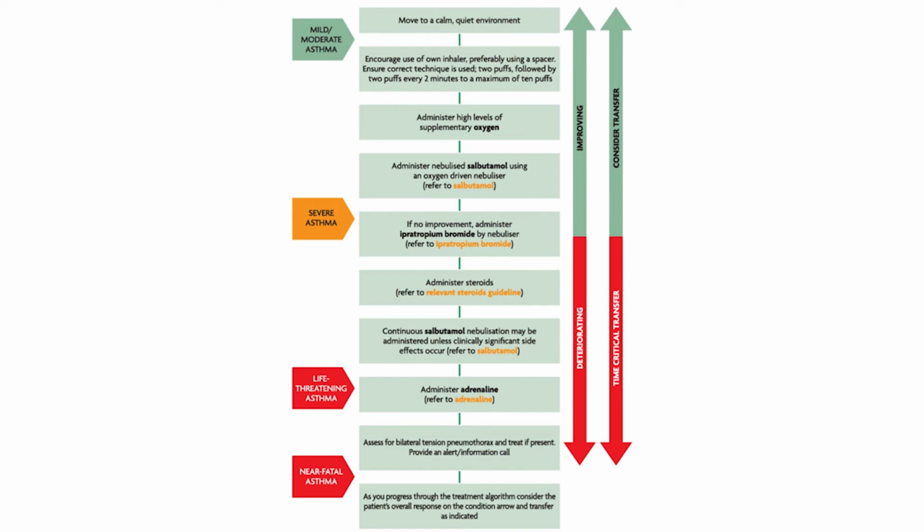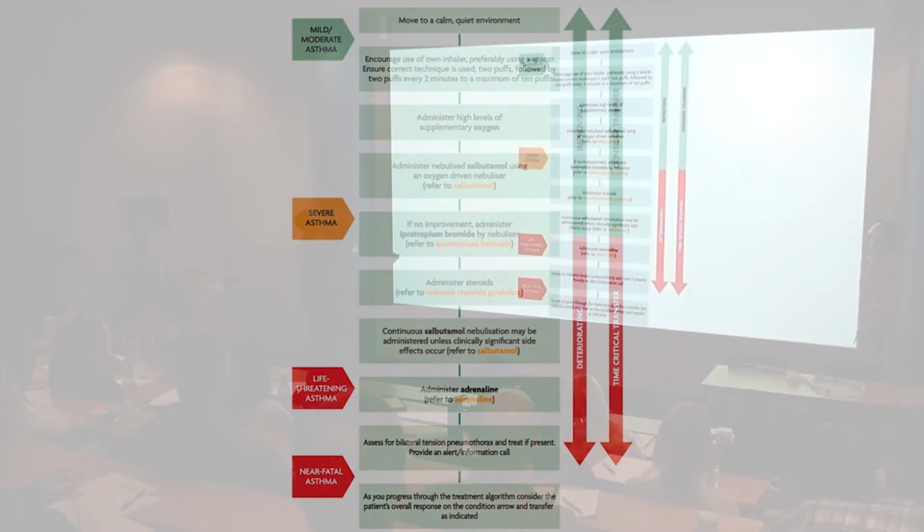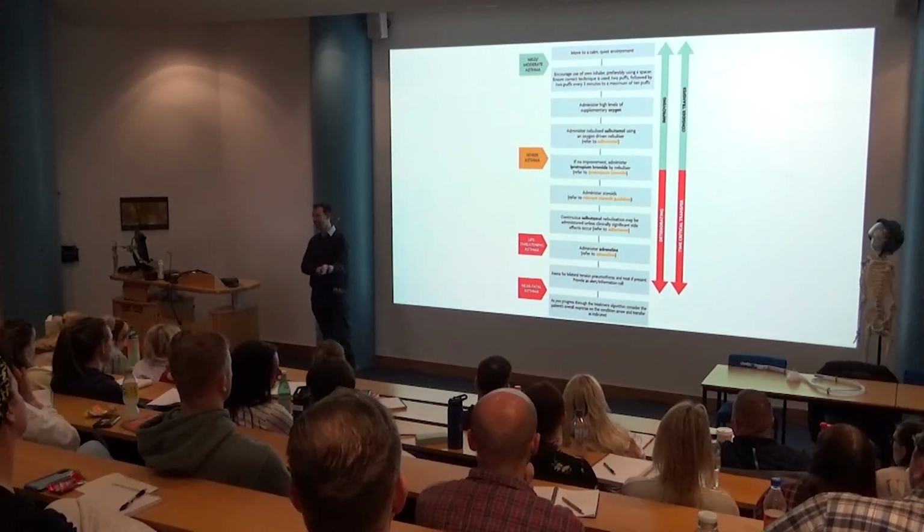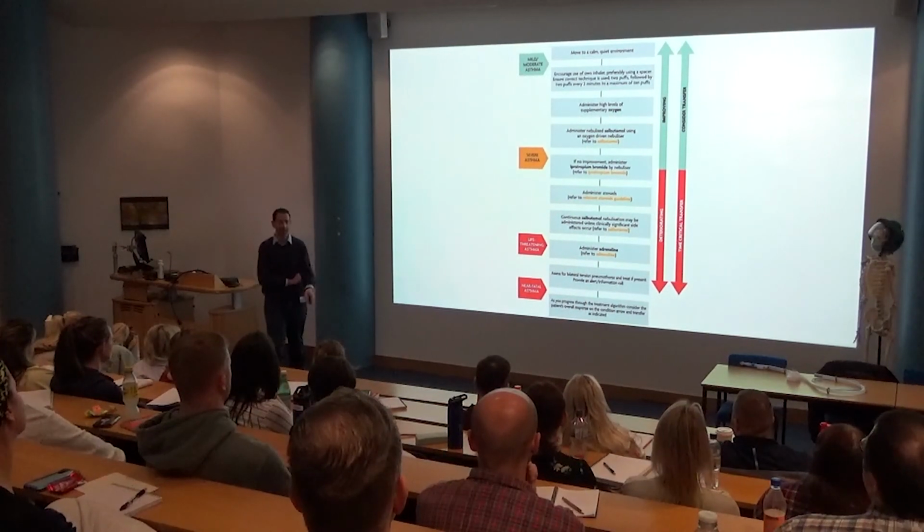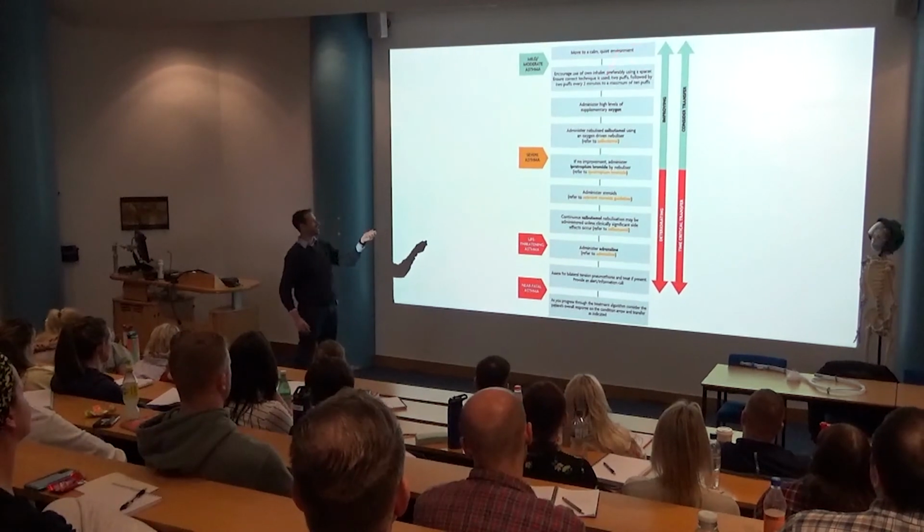Top to bottom? Well, it depends. If you go into your patient and you see that they've got a silent chest wall, you're just going to jump right to life-threatening asthma. So it's not a checklist of things that I need to do. No, it's not. It's a stepwise approach. If you've got quite a mild, moderate asthma, you say, well, I'll start here. Let's move them to a calm, quiet environment, let them administer their own nebulizer, etc., and start to move on.